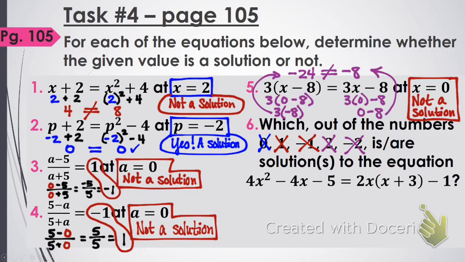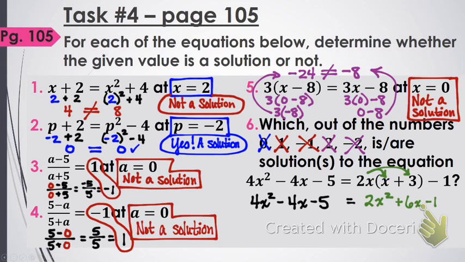Move the right side to the left. What do I need to do to the right side before I could do that? Simplify. How do I simplify? What's something I could do over there? Yes, we can distribute the 2x. What is 2x times x? 2x squared. What's 2x times 3? 6x minus 1. Okay, so I have 4x squared minus 4x minus 5.